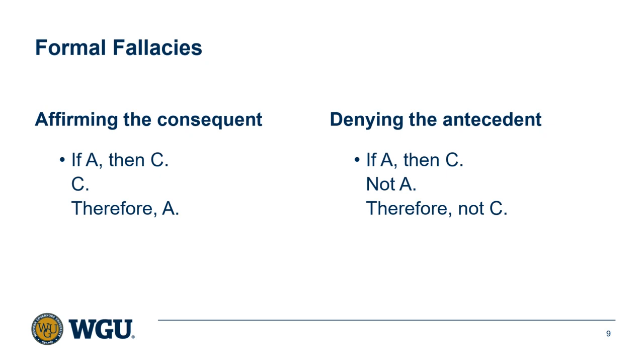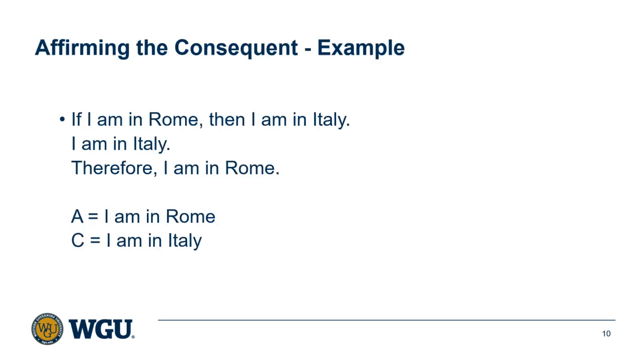Likewise, for similar reasons, denying the antecedent is also invalid or fallacious. If A, then C. If I live in Salt Lake City, then I live in Utah. Not A, I do not live in Salt Lake City. Therefore, not C, I do not live in Utah. This is an error in reasoning because me not living in Salt Lake City does not guarantee that I don't live in Utah. Here's another example of affirming the consequent.